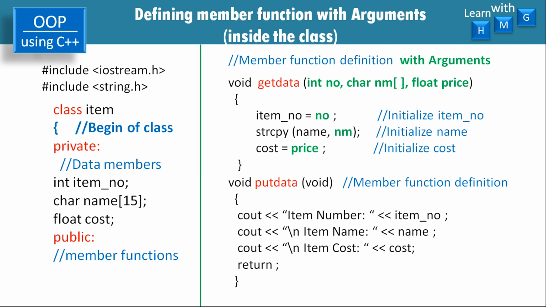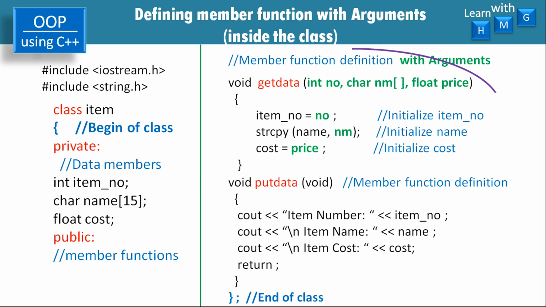Now you have to end the class. So this class definition is having three data members in the private section and two member functions defined within the class. First function getdata with arguments, and second member function without arguments. So here the complete class definition is in front of you. Now let us use this class and member functions in the main program.